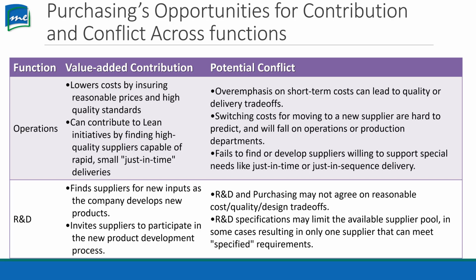They might try to move suppliers and they don't know how that new supplier is going to perform. And then finally, they fail to develop the supplier. Or they're willing to support special needs or just-in-time or just-in-sequence delivery. So we need to make sure our supplier that we may move to because we're trying to cut costs maybe can produce and perform to the level we need.